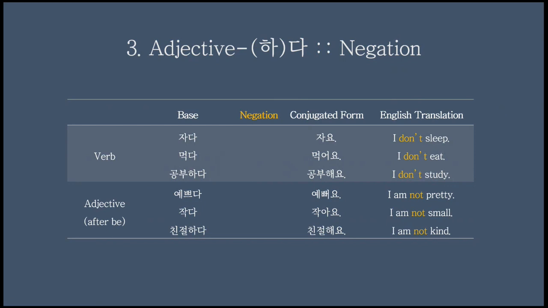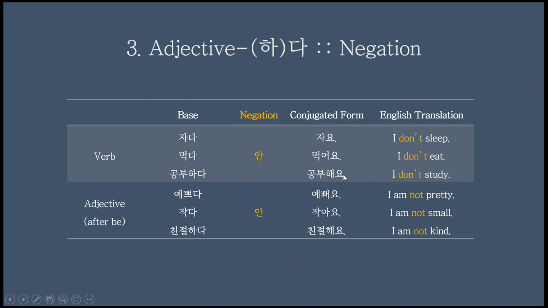Okay, how about negations? There are two ways to make them into negative sentences. For example, 자, first case, you put the negation word 안 in front of the verb. In front of the verb, okay? So, I don't sleep, 안 자요. I don't eat, 안 먹어요. I don't study, let me tell you later. I am not pretty, we don't care. We say 안 예뻐요. I am not small, 안 작아요. I am not kind, 안 친절해요.